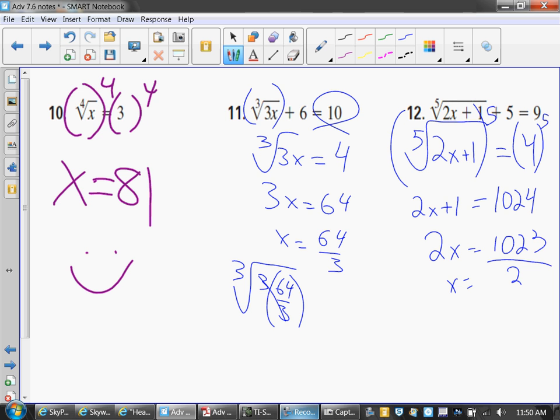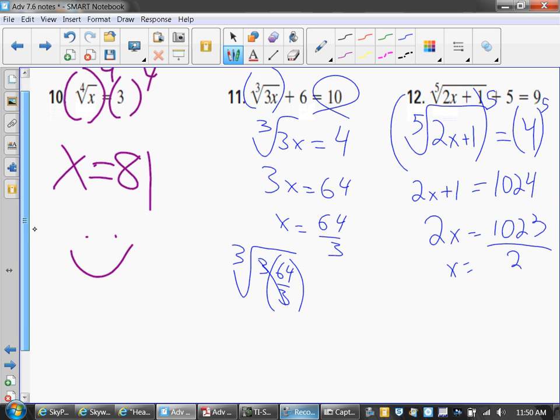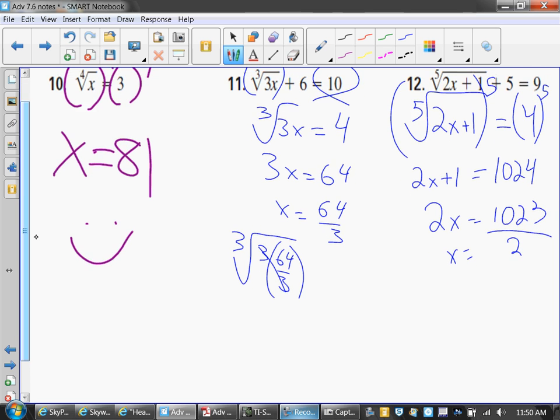Okay, good. Now remember, you guys are asking what to do for checking your answers. When you substitute this in, you have 2 times 1023 over 2 plus 1, and then you take the 5th root. Notice, the 2's are going to drop out, and you wind up with the 5th root of 1024, which is 4, and you add 5, and you get 9. So even though you're getting these weird fractional answers, when you substitute in to check for extraneous solutions, the fraction should go away. Okay? Not so bad?